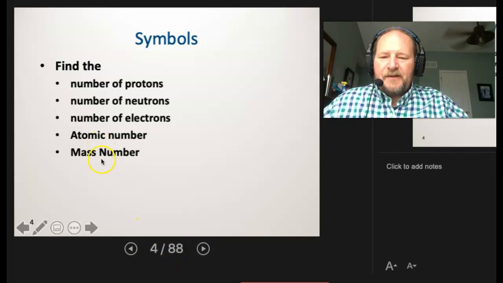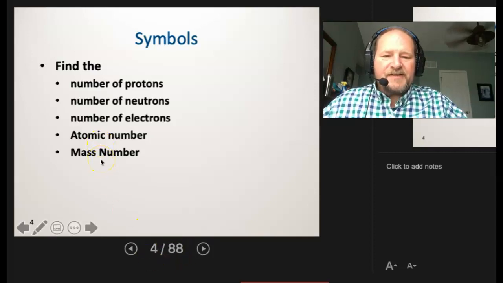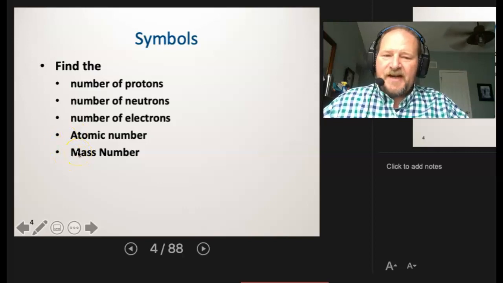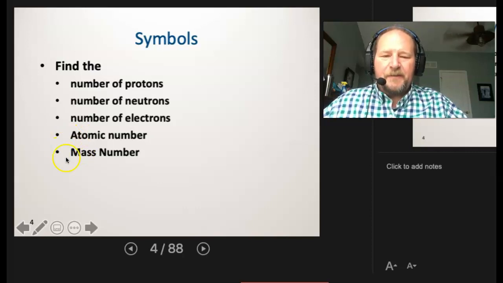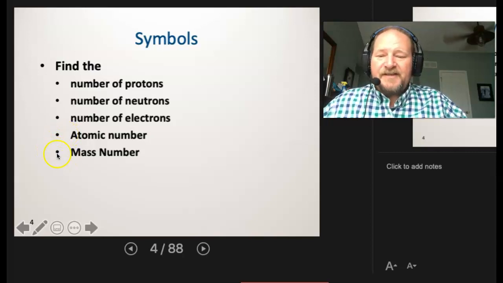Now the mass number is going to vary a bit. One way to keep the mass number and the atomic number straight is that the mass number, by rule of thumb, so this is not a guarantee, is twice the size of the atomic number. Another way to pick this out is that the atomic number always has to be a whole number, whereas the mass number could be a decimal number.